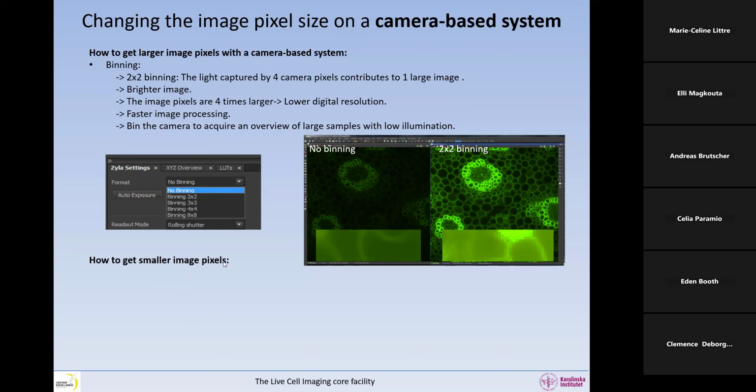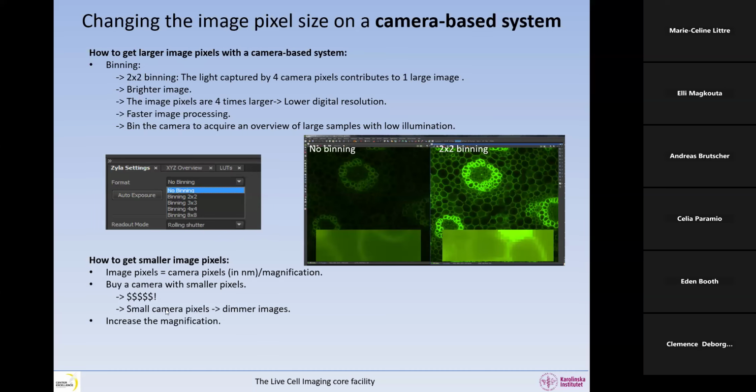Now, how can we get smaller image pixels? Because the image pixels depend on the magnification, we cannot change anything about the camera pixels. Well, we could, but then we would have to buy a new camera, and that's very expensive. We're talking about 25,000 euros, for example, for a camera. So we're not changing our camera in general. We're stuck with whatever we have on the camera. And also, if we choose a camera with smaller pixels, we get dimmer images. So that's a little bit of an issue.